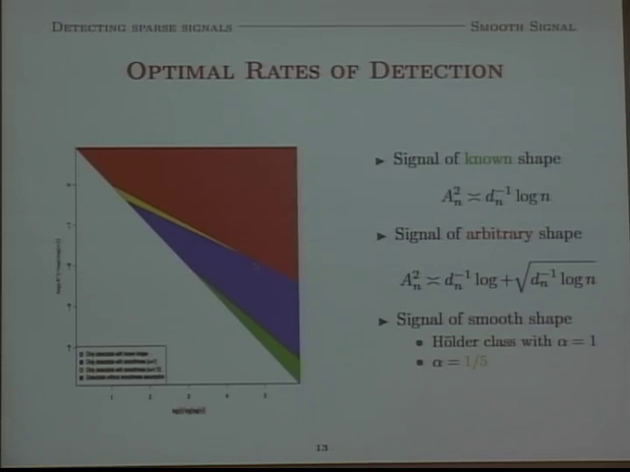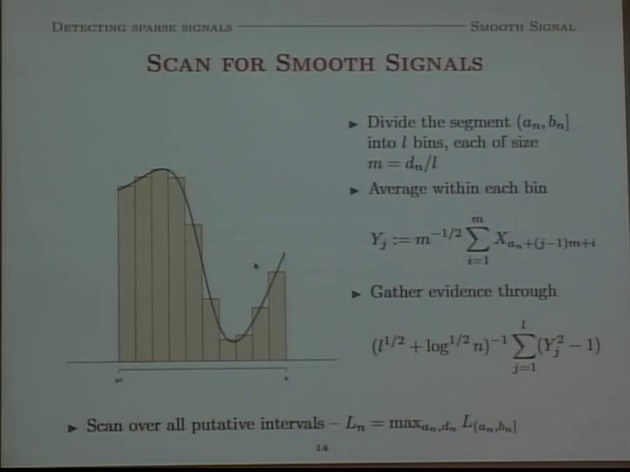Now let's talk in a little more detail about the nature of this diagram. Let's start with the question, how do we detect the signal by taking advantage of the smoothness? The strategy, as I mentioned, is actually very simple. We try to combine the idea of linear statistics and quadratic statistics.